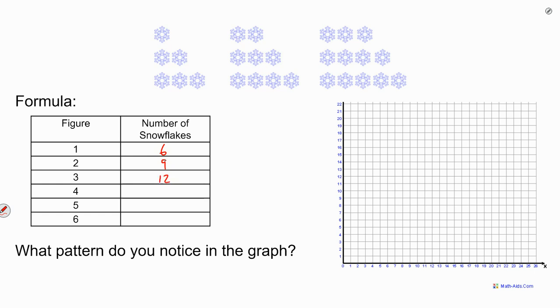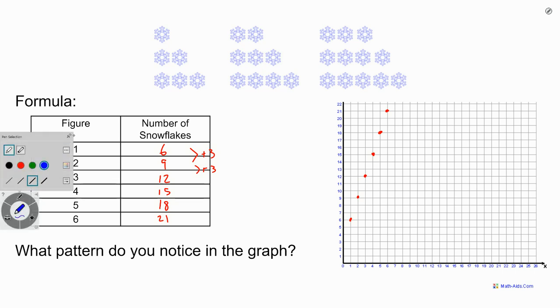So if I'm looking for the pattern here, what's happening? Well, I'm going up by 3. So my next one will be 15. My next one will be 18. And my next one will be 21. So I'm going to go ahead and graph this. So I've got 1, 6, 2, 9, 3, 12, 4, 15, 5, 18, and 6, 21.